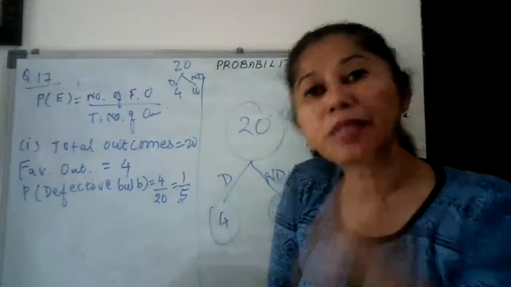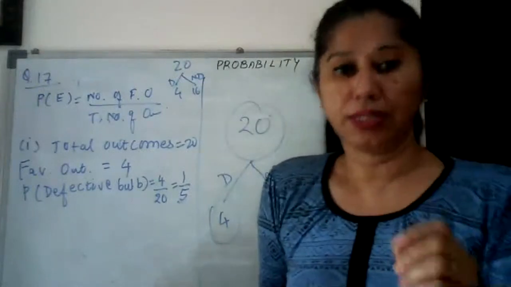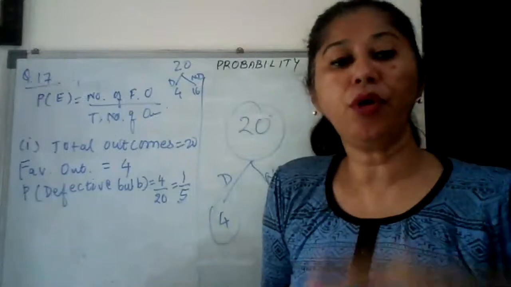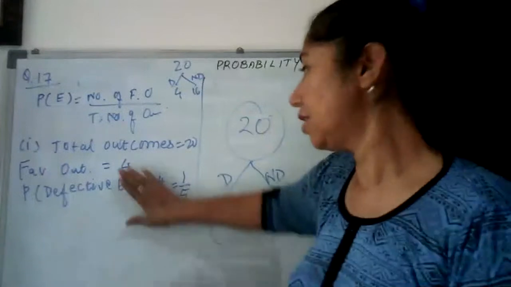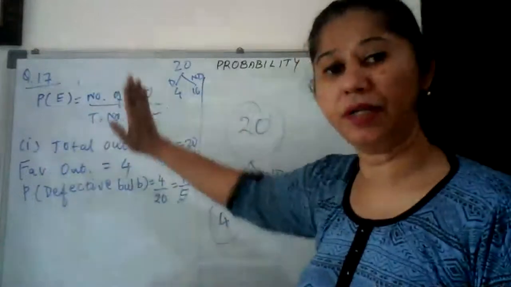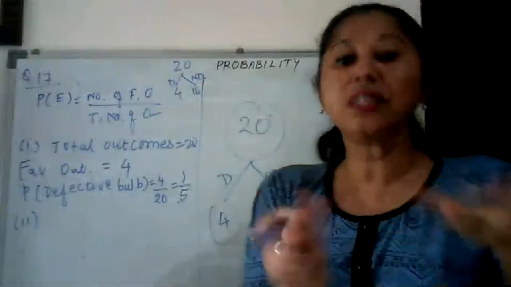Now, please pay attention to the second part. Again, I'm reading it out so that you understand. Suppose the bulb drawn first is not defective. Now, what are they saying? We did the probability of a defective bulb, but the second part says, suppose the bulb was non-defective, and it is not replaced.